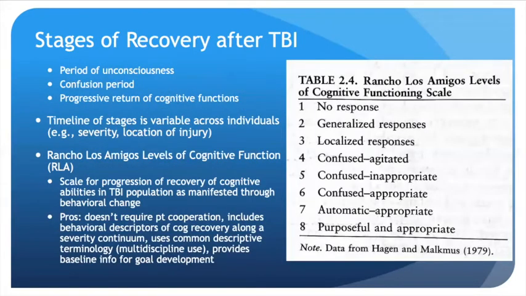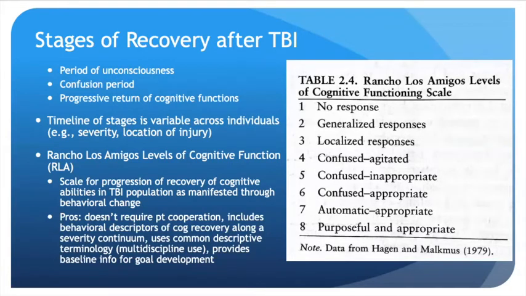So stages of recovery after TBI include a period of unconsciousness, a confusion period, and a progressive return of cognitive functions. And here you see the Rancho Los Amigos levels of cognitive functioning scale from 1 to 8. So 1, we have no response. And then 2, we've got generalized responses, 3, localized responses, 4, confused agitated, 5, confused inappropriate, 6, confused appropriate, 7, automatic appropriate, and 8, purposeful appropriate. So this is the Rancho scale here.